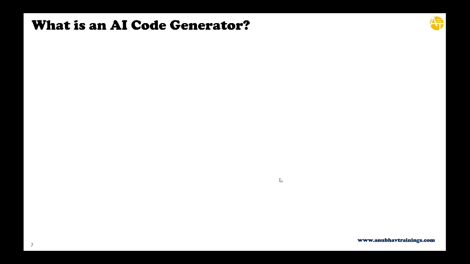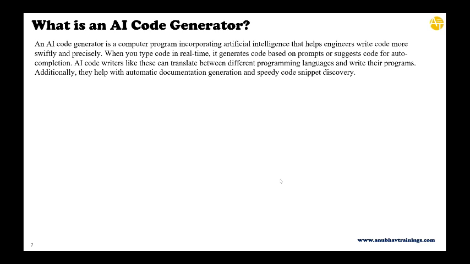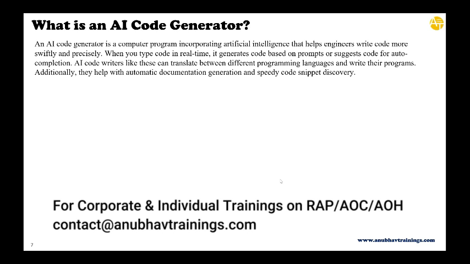So first of all, what is an AI code generator or an AI developer who will help us to generate the code? Why do we need that? An AI code generator is a computer program incorporating artificial intelligence that helps software engineers to write source code more swiftly and precisely. One simple thing we need to understand is that nobody is taking away our job, but we are getting more optimized and much faster while writing precise code.